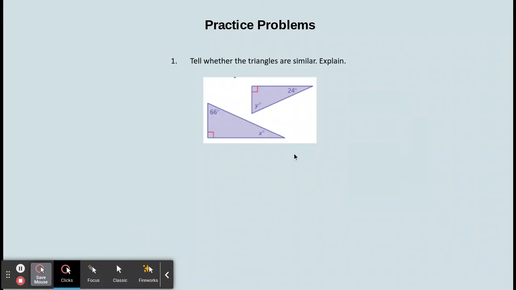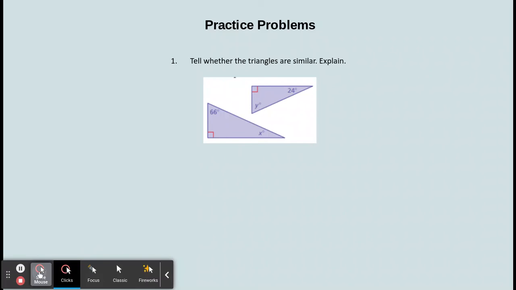All right, hints on practice problem number 1. It says, tell whether the triangles are similar. Remember, in order for triangles to be similar, they must have two angles that are equal, that means then their third angle will also be congruent, and then therefore the triangles will be similar. So basically we're looking to see, are all the angles in the interior the same in both triangles, right? Well, they both have a 90-degree, one has a 66 and one has a 24.